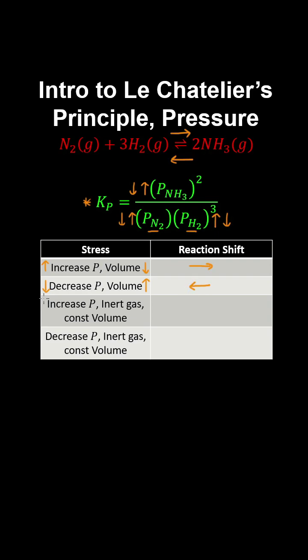Now we can also increase the pressure by adding an inert gas while keeping the volume constant. So in this case, the inert gas does not react with the other gases and won't increase their partial pressures, and therefore there's no stress on this reaction which is at equilibrium, and no shift in the reaction occurs. So only the total pressure of the gases changes due to the addition of helium.